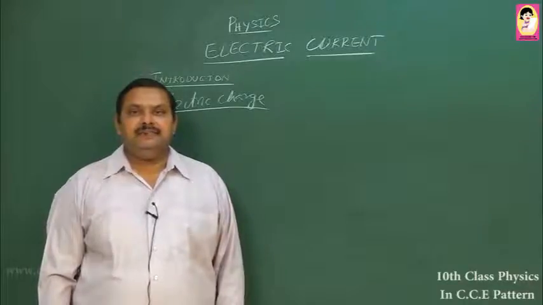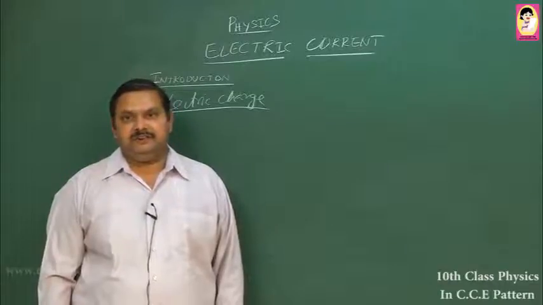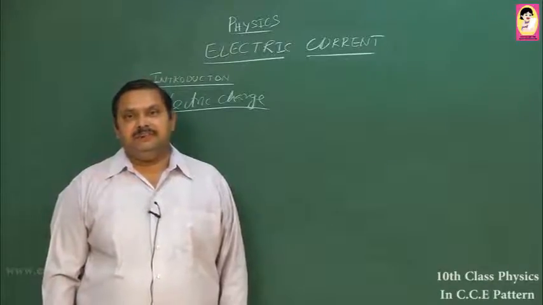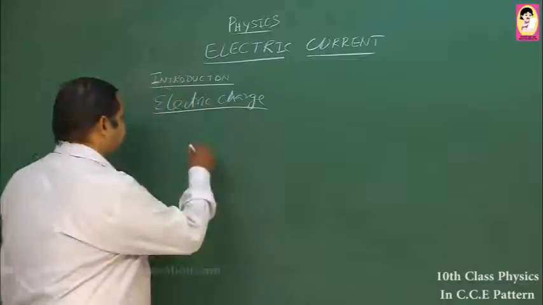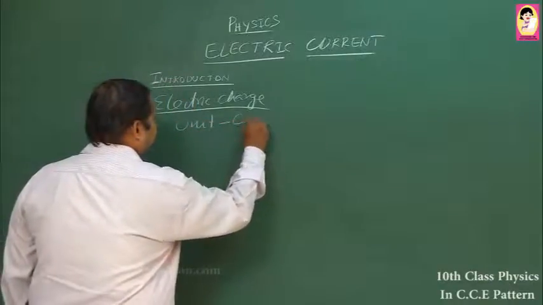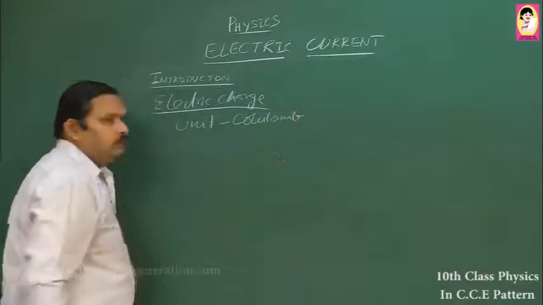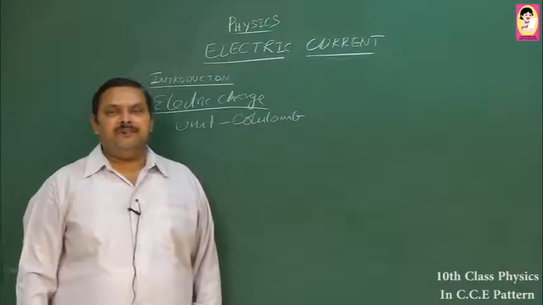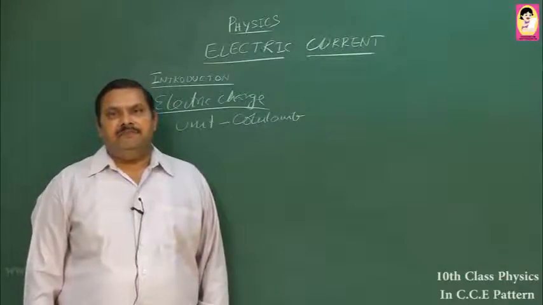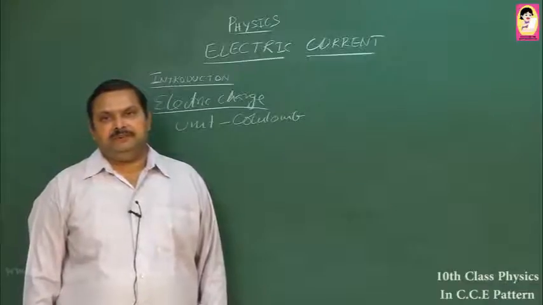Now, let us see the definition of unit of electric charge. The unit of electric charge is coulomb. Coulomb is the unit of electric charge. And we need to know what do you mean by 1 coulomb of electric charge.